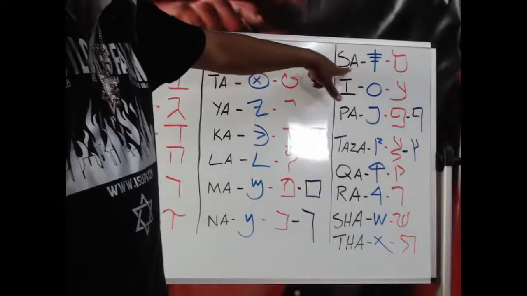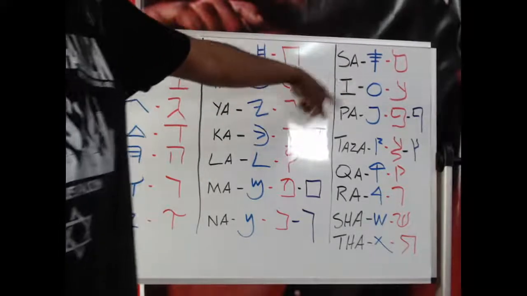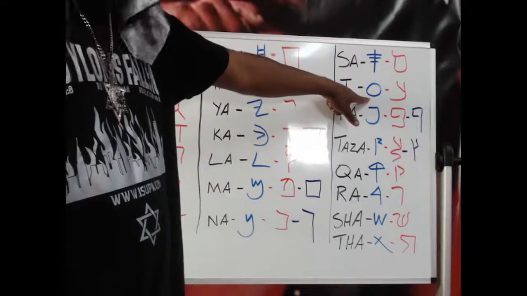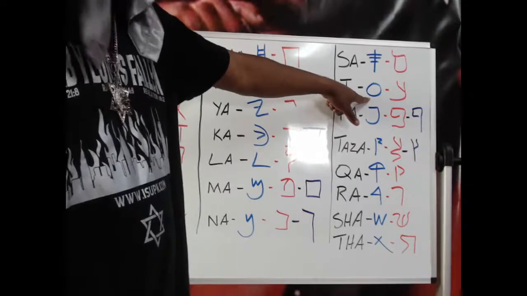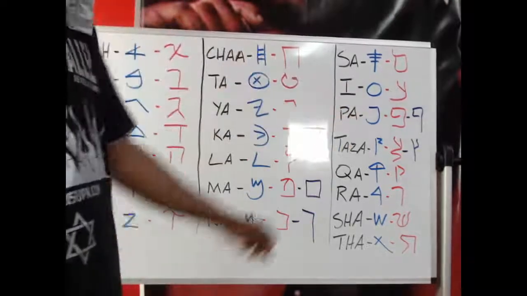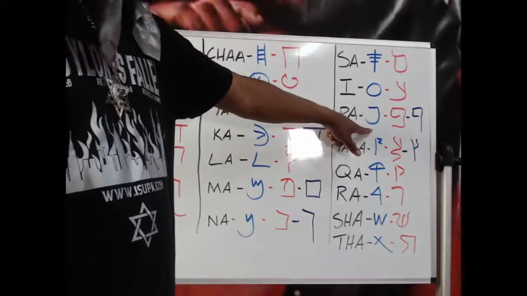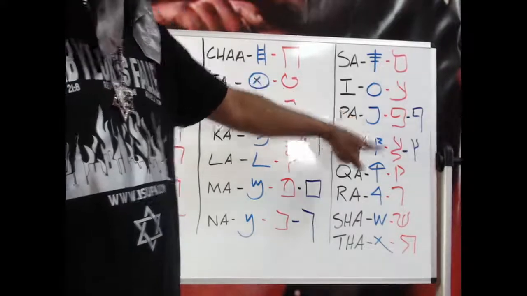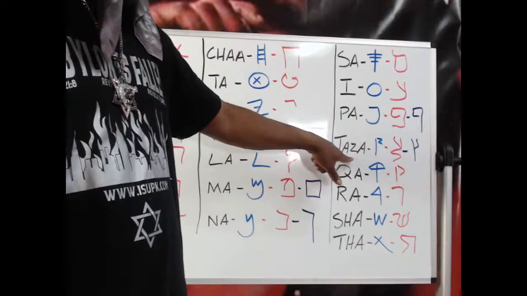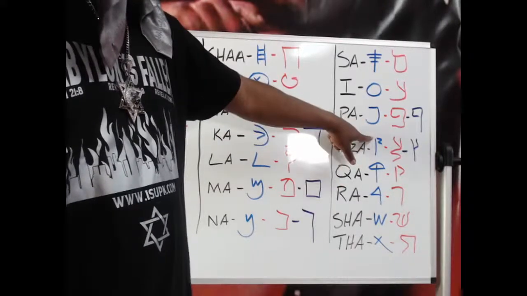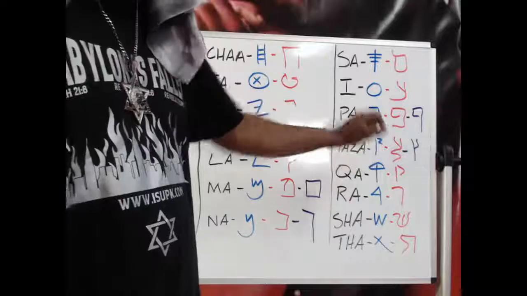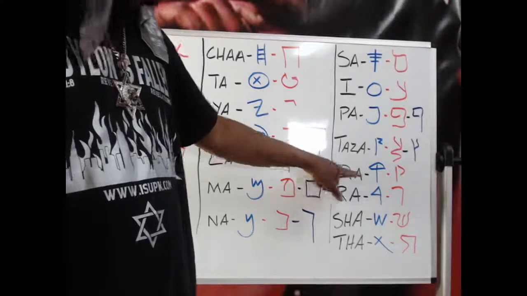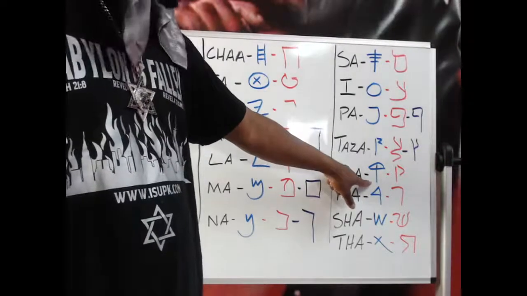Next, we have Sa, looking like an antenna. I, in the ancient Hebrew, resembling the letter O or 0, if you will. Next, we have Ha, in ancient Hebrew looking like English J. Tazah, in ancient Hebrew, a line down the middle with a very small Z at the end. Qua, resembling, if you will, a mushroom.